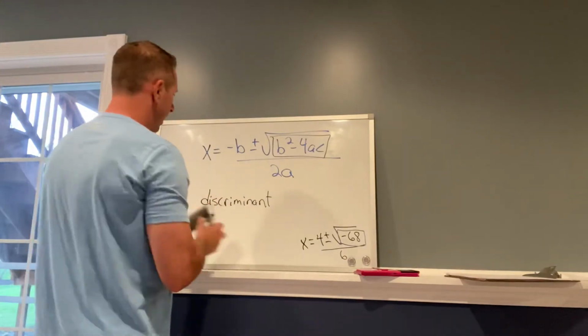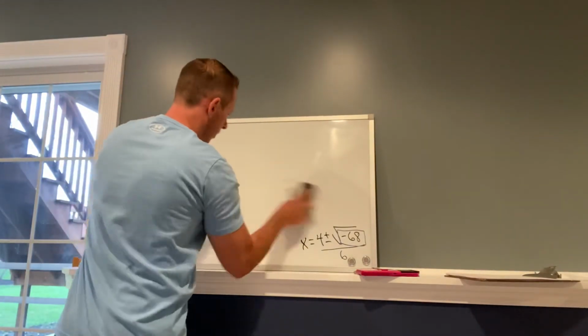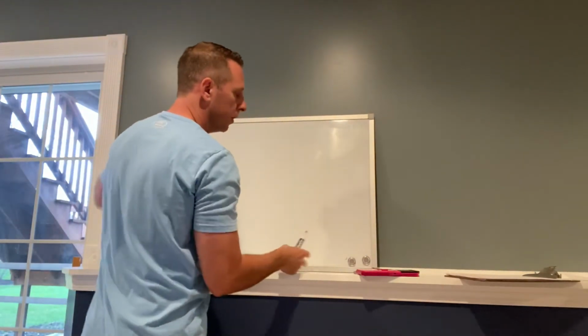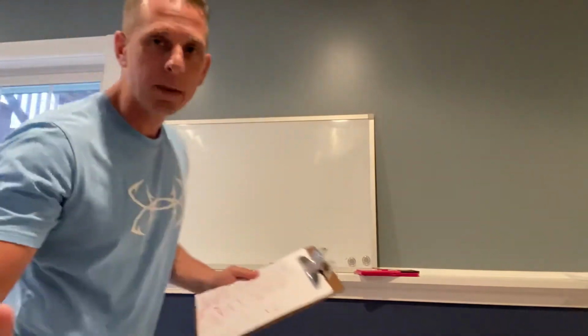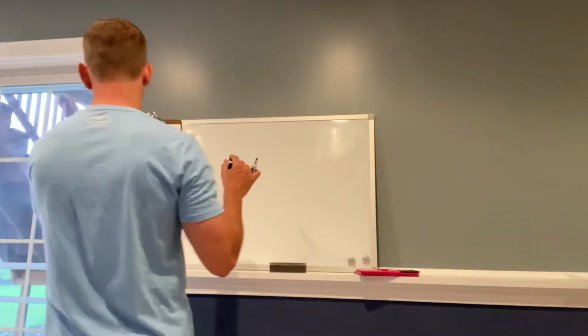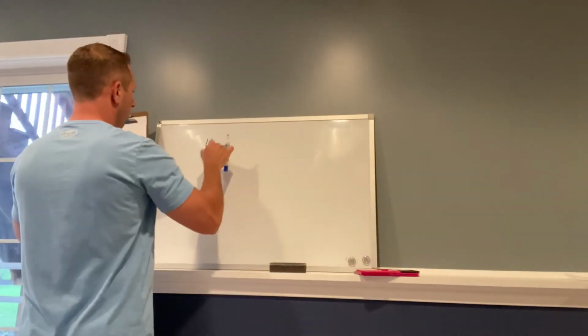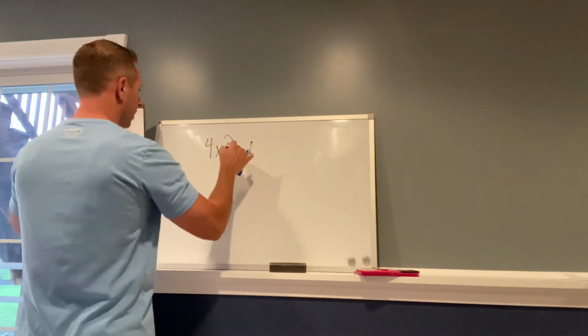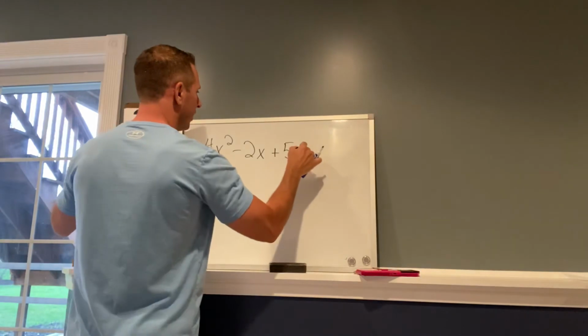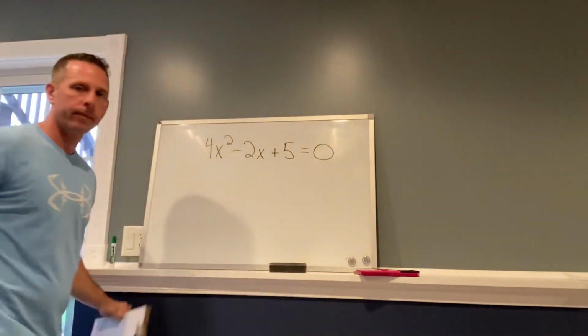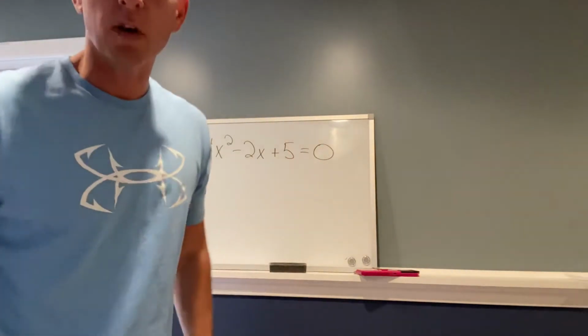All right, let's have you do another example with the quadratic formula. Hint, something's going to happen where you might not be able to solve it. Here's your equation. 4x squared minus 2x plus 5 equals 0. Solve this using the quadratic formula.